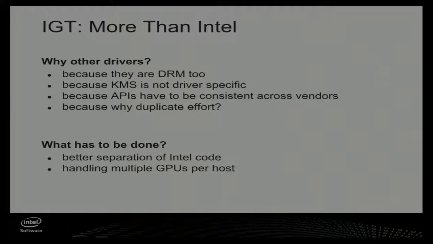So let's talk about why IGTs are more than Intel. Because we are not only a DRM driver, we can share huge parts of the code base for the testing and the testing infrastructure as well. Because KMS is not driver specific, as I mentioned before, so all the DRM drivers follow the KMS, and we can test that together. Because the API has to be consistent. So if something passes on one driver and does not pass on the other, that behavior should be consistent across all of them. So VC4, Intel, AMD. So that's good to test using one suite.